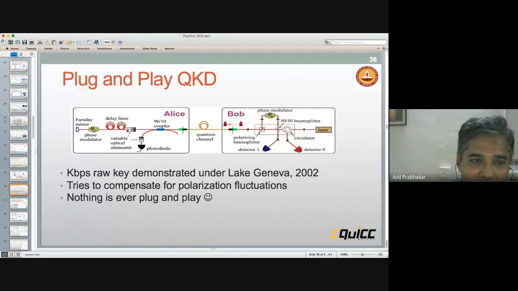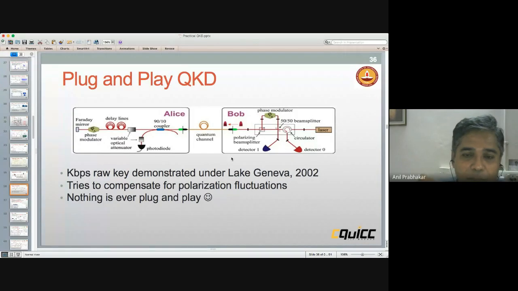Let me explain to you why plug and play is nice. Plug and play is nice because the lasers on one side and there's a Faraday mirror. What a Faraday mirror does is it rotates the polarization. So when it goes forward, if there are some changes in polarization, then on the way back, it gets countered. So it gets reversed on the way back. And so when the measurements are made out here on these detectors, you will find that you no longer need to worry about any polarization fluctuations in the quantum channel.